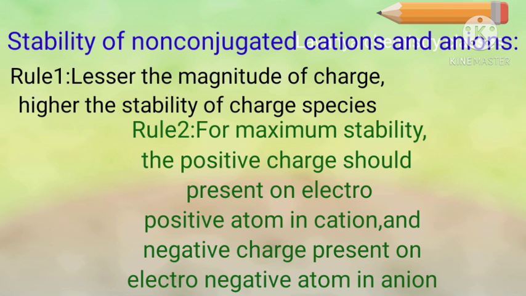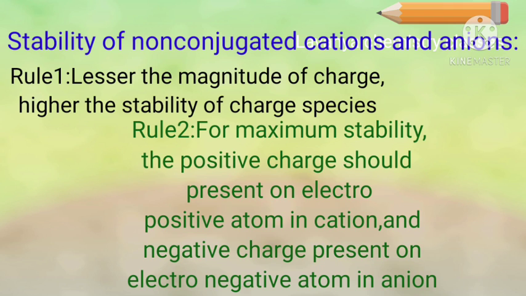The first rule is: the lesser the magnitude of the charge, the higher the stability of the charged species. So as the magnitude of the charge decreases, the stability of the charged species will be higher.